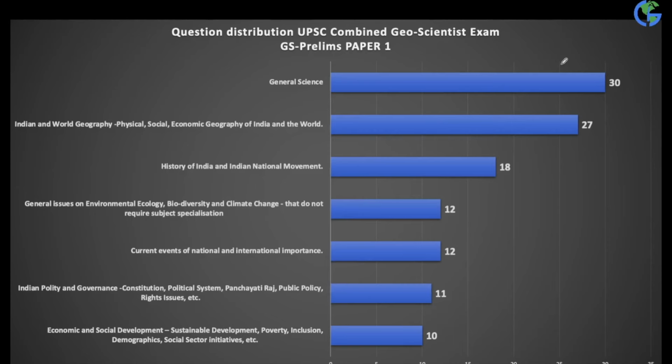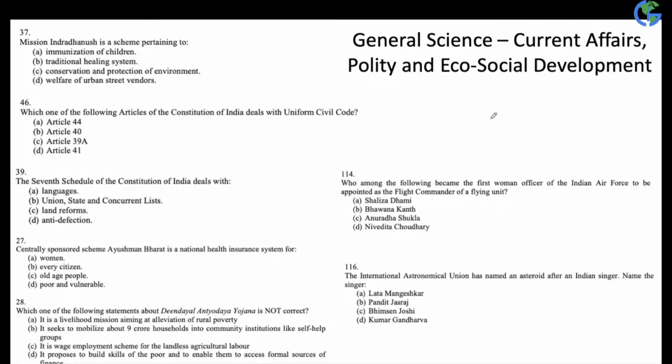Then if you go to another part, which is Indian polity or current events and socio-economic development. In this, there are questions based on schemes like Mission Indradhanush, right? Immunization of children. Most of the answers you will know, right? So you need to see the basics of the constitution from any general book, and the seventh schedule of the constitution. Centrally sponsored schemes like Ayushman Bharat is a national health scheme for whom, like women, every citizen, for old age people, for poor and vulnerable.